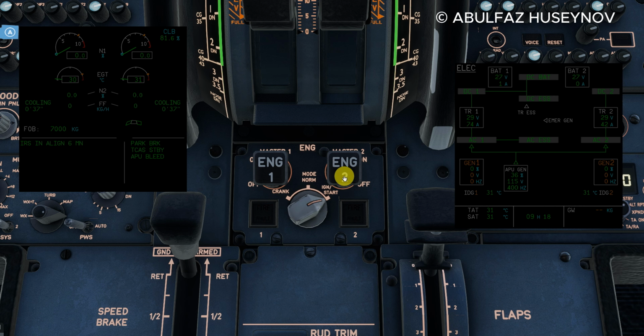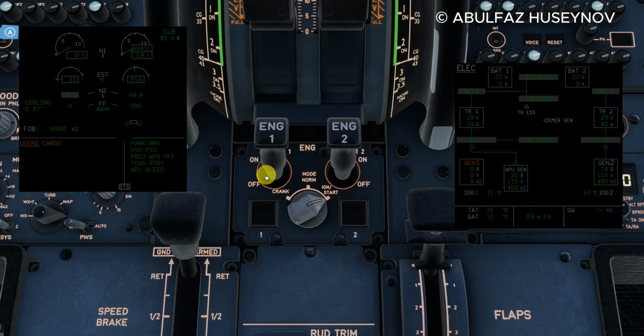Next, we'll start engine 2. The IDG on engine 2 will now supply the aircraft with 115V 400 Hz power, as shown on the ECAM display. We'll repeat this process for engine 1.